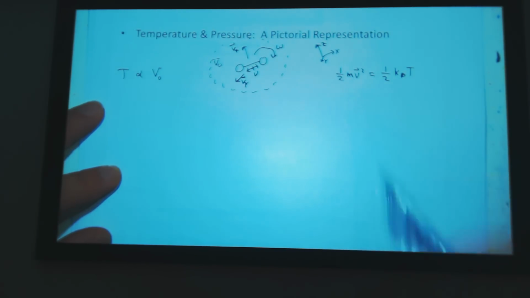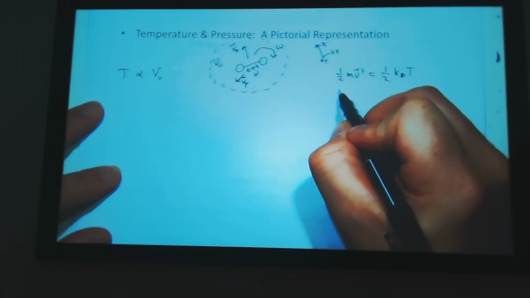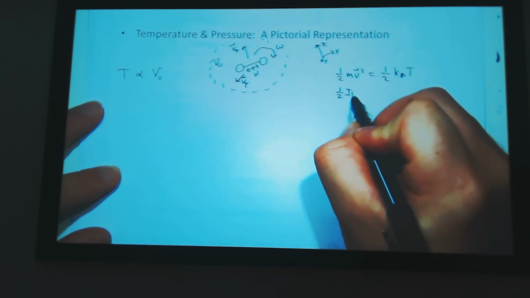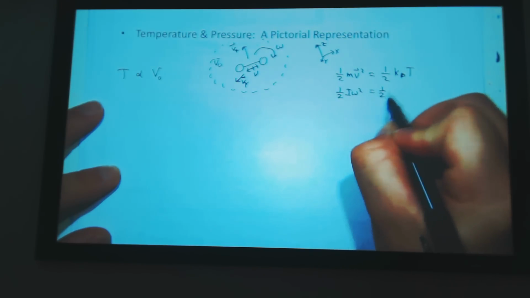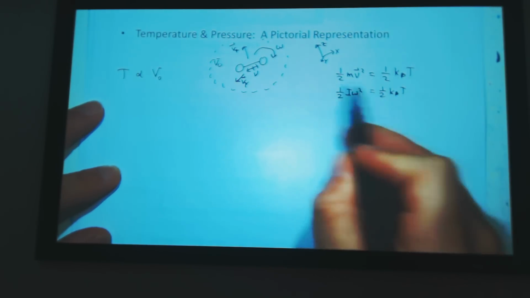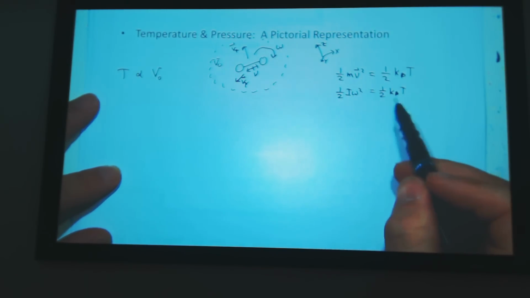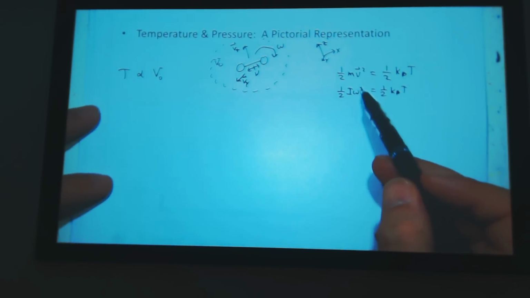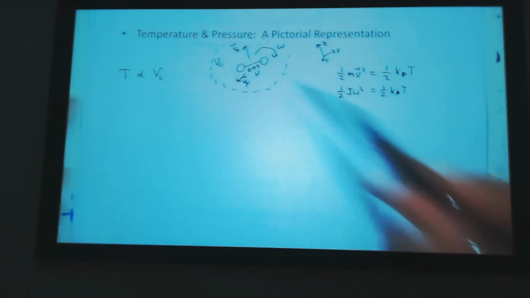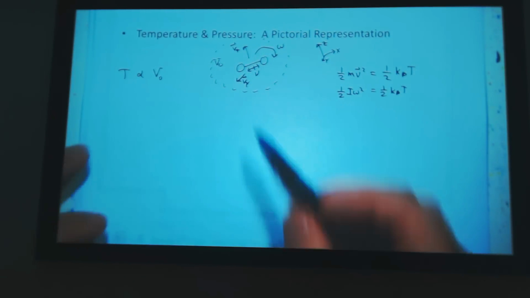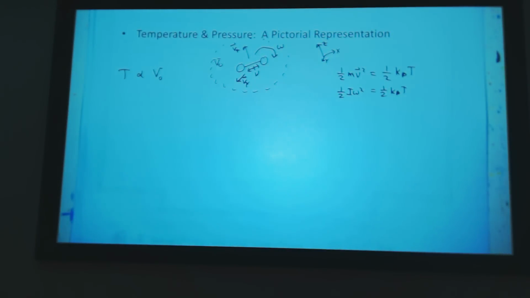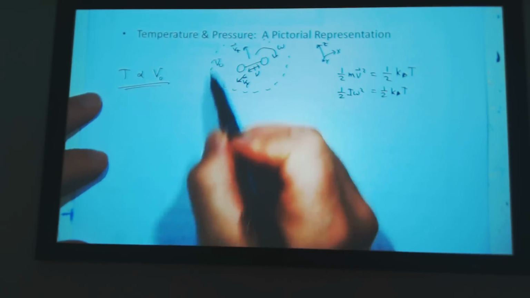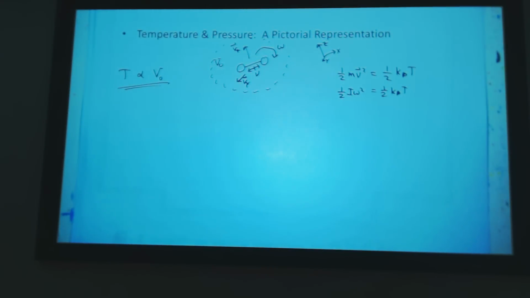This is kinetic energy. Now I can do the same thing, 1/2 I omega squared equals 1/2 kBT. So if I didn't have any velocity, really it's all of these components equals kBT. And then pictorially, as I increase V and omega and the vibration and all this other stuff, I'm going to increase that volume. So pictorially, I'm just writing temperatures related to the space occupied.